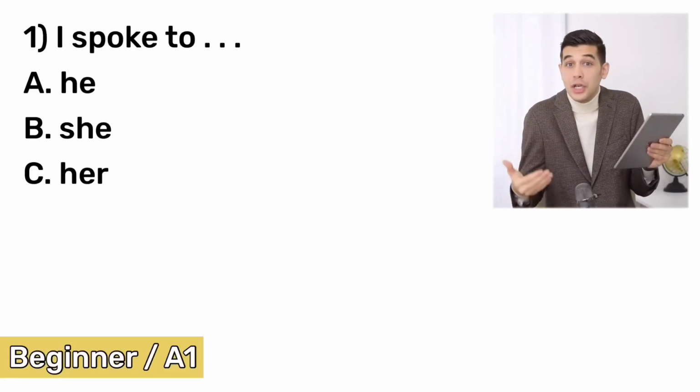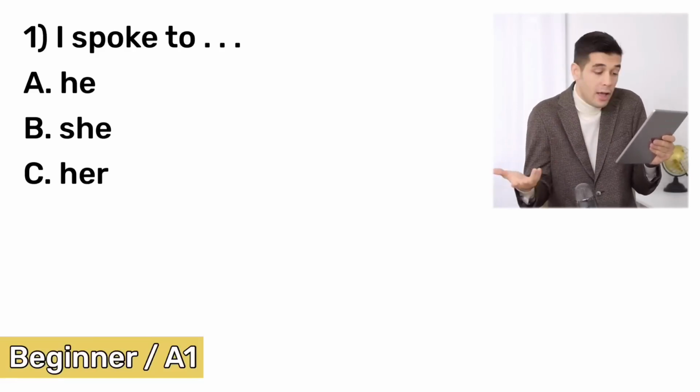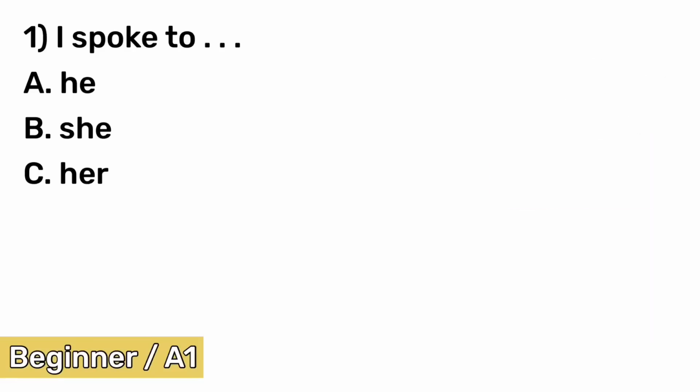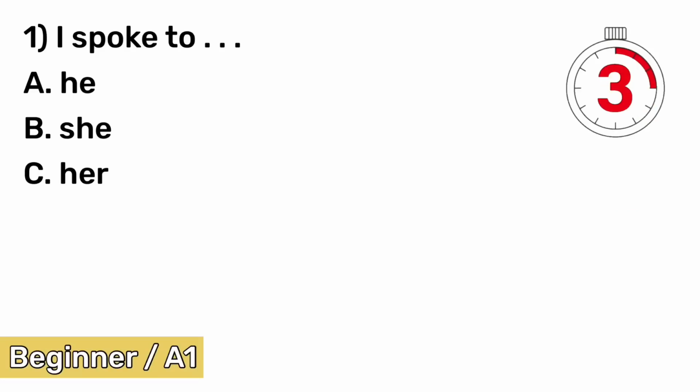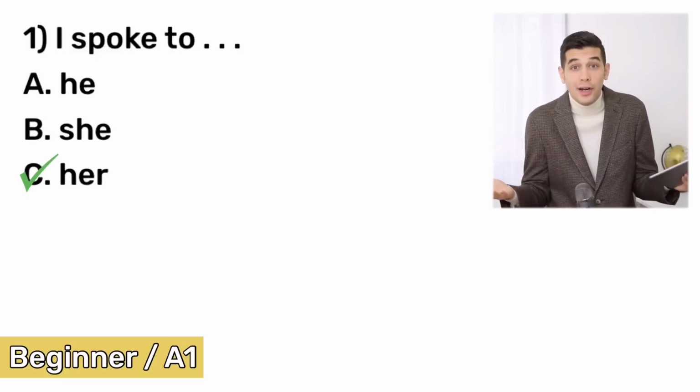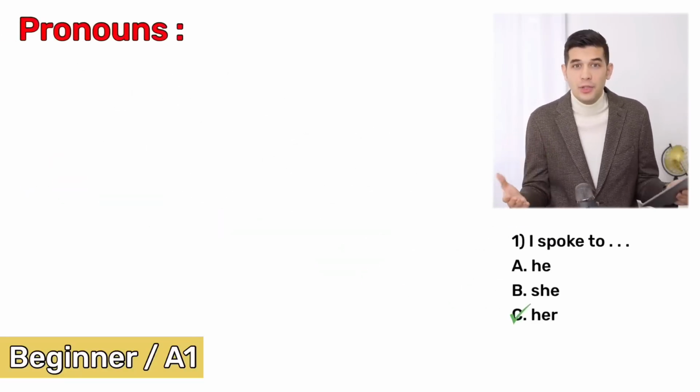Alright, ready? Let's begin the test and we will start with the beginner A1 level. Question 1. I spoke to she, he, her. I spoke to her. Let's talk about pronouns.